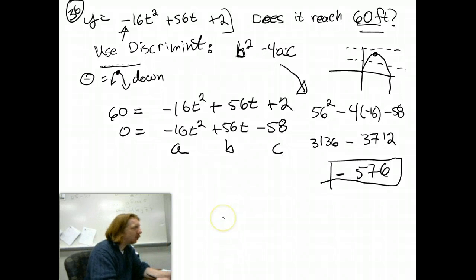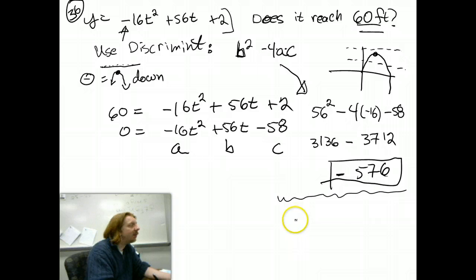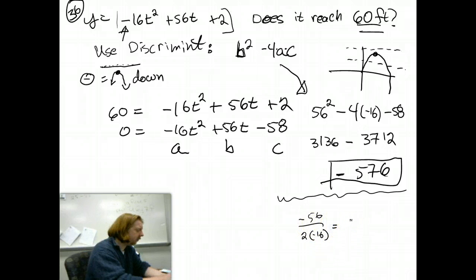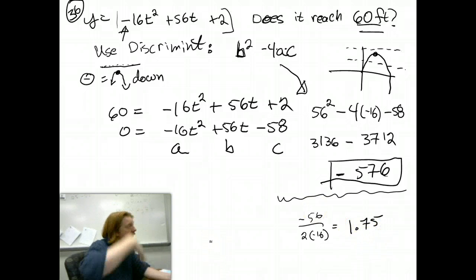Now, if this still isn't quite working for you, the alternative is to say, okay, well, let's find the vertex. Take the equation up here, this original one right here. If you do negative 56 over 2 times negative 16, you get a positive 56 divided by 32, 1.75. And then you can plug that in, and you get a number smaller than 60.